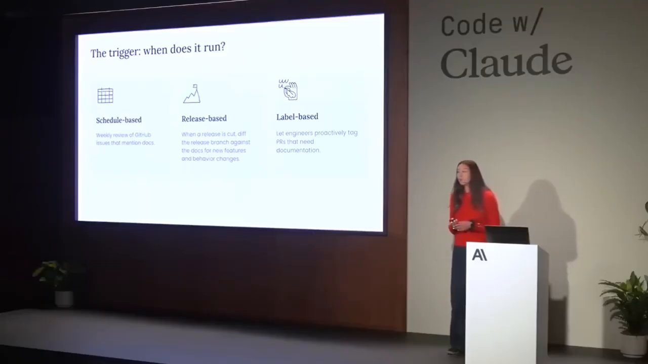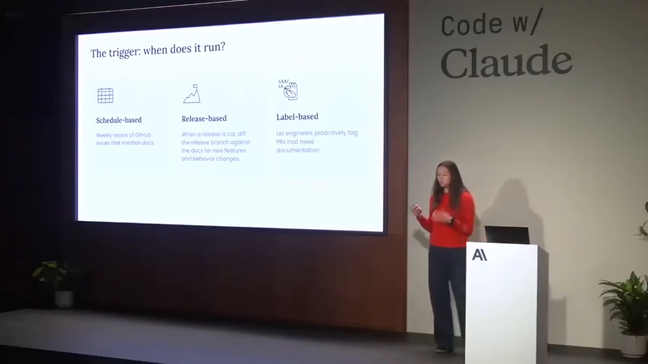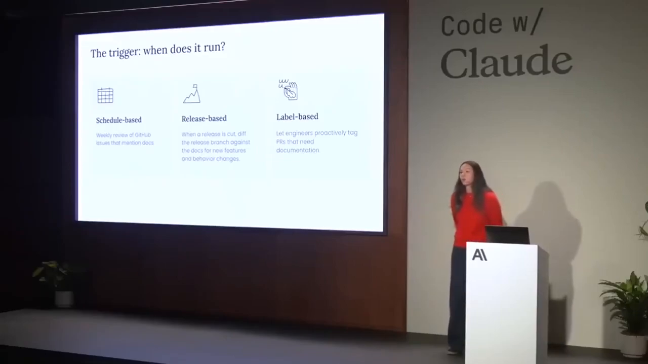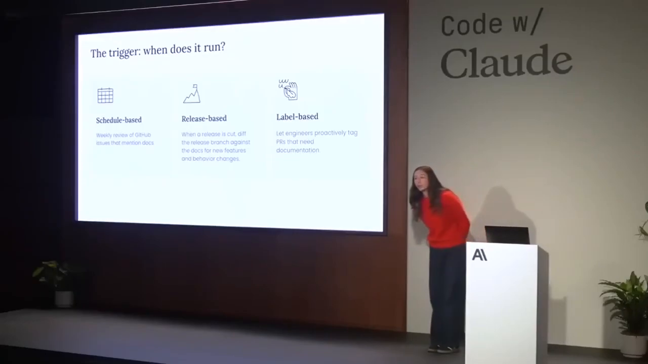You can also have routines kick off on an event-based cadence. So maybe every time a release is cut, you can diff the release branch against the docs and see if there are any new features that you'll need to spin up PRs for in our documentation repo. Or maybe your engineers deploying changes and creating PRs might tag their changes. Maybe this is a new feature. They could tag it with a label that says need docs. And you could kick off Claude Code sessions anytime one of these labeled PRs gets merged.